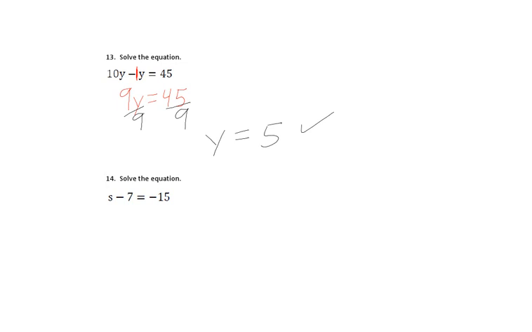Question 14, s minus 7 equals negative 15. To isolate s, we just have to add 7. Negative 15 plus 7 is negative 8. And that's it.